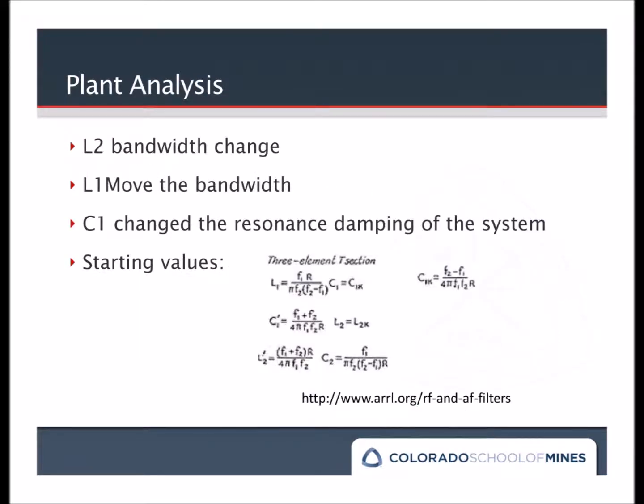As a starting point, we used values derived from equations pictured for our specific plant. F1 and F2 are the high and low frequencies that are to be passed. Our plant values have been labeled to correspond to these equations. From these starting values, we discovered through manipulation that L2 changes the bandwidth, L1 moves the bandwidth through the frequency spectrum, and C1 changes the dampening response. Courtney will now be talking in more depth about the analysis of the plant and our final plant values.